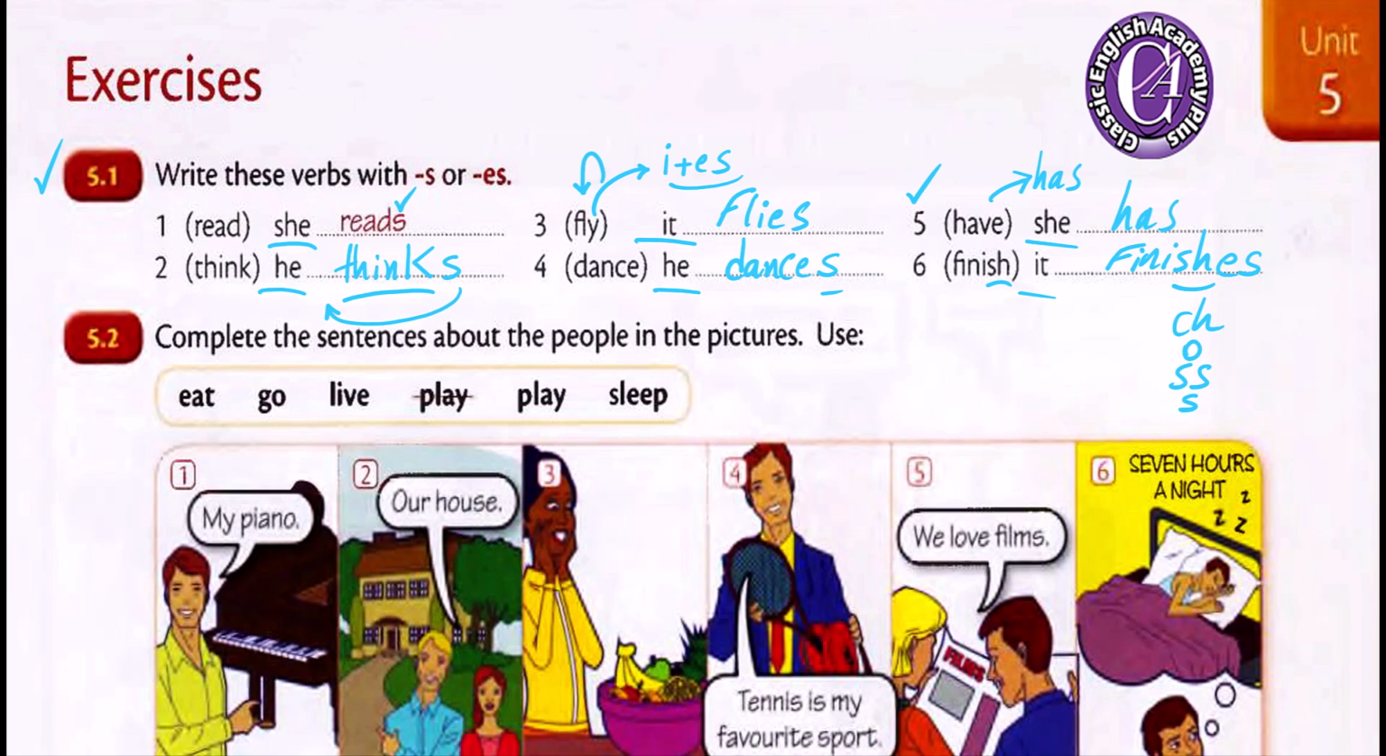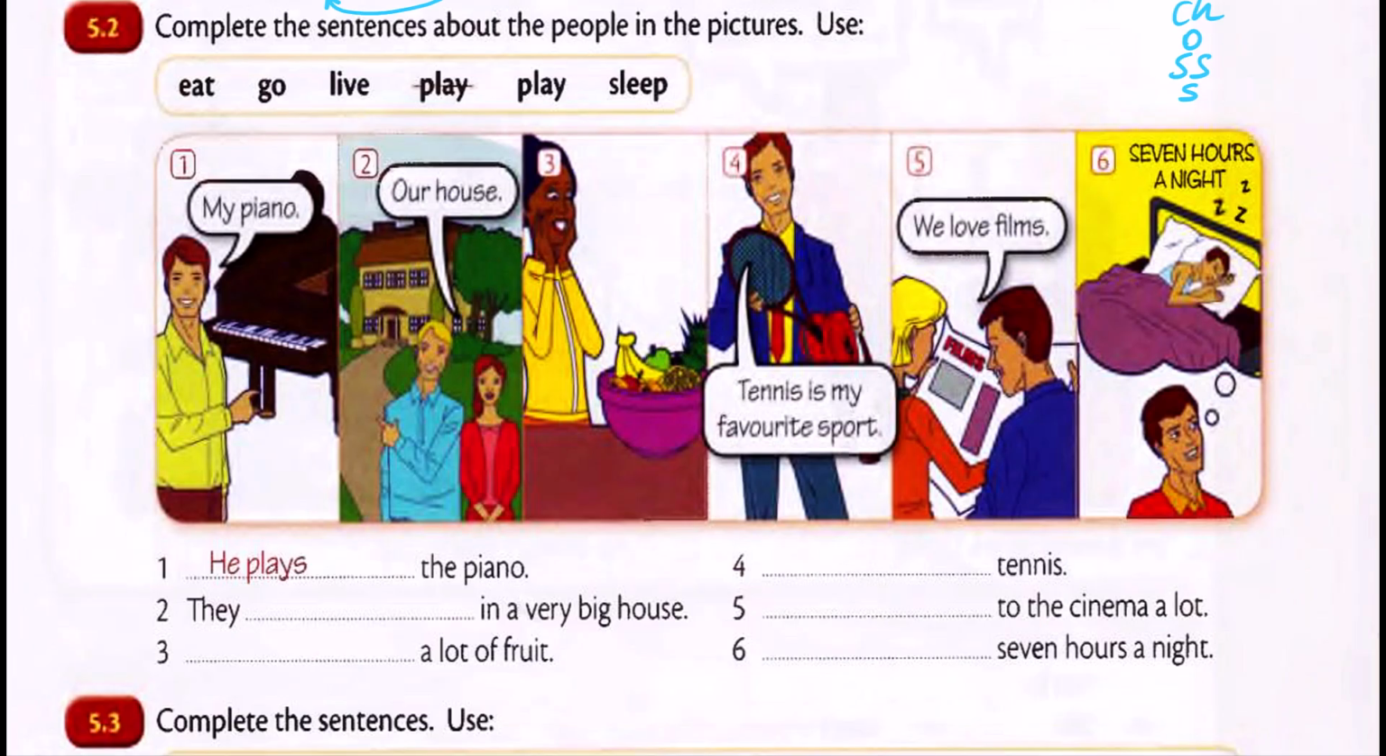Okay, let's go to 5.2. The exercise is asking us to complete the sentence about the people in the pictures. Number 1 says he, one single person. We need to add s because it is going to show one single starter. They live in a very big house. So we have play, take, and live.